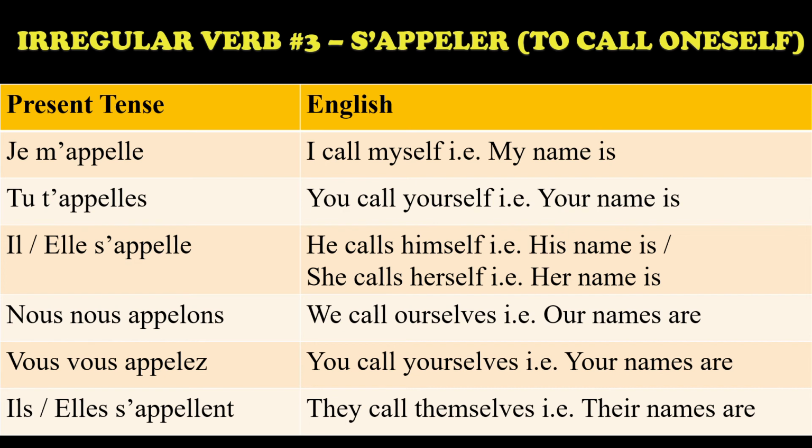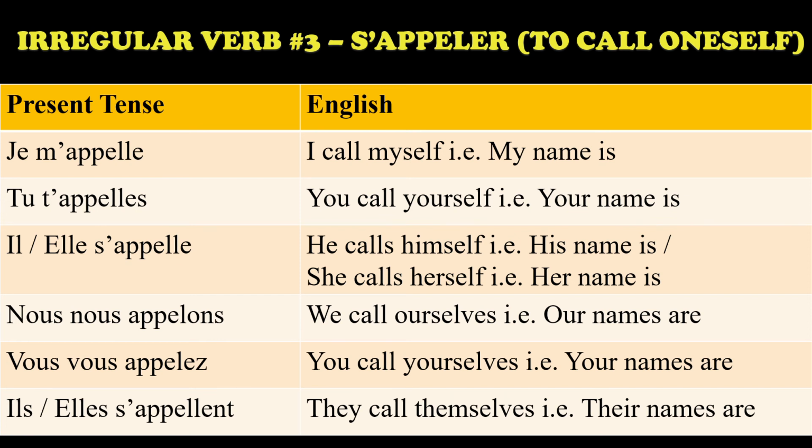So, je m'appelle, my name is. Tu t'appelles, your name is. Il s'appelle, his name is. Elle s'appelle, her name is. Nous nous appelons, our names are. Vous vous appelez, your names are. Ils s'appellent, elles s'appellent, their names are.